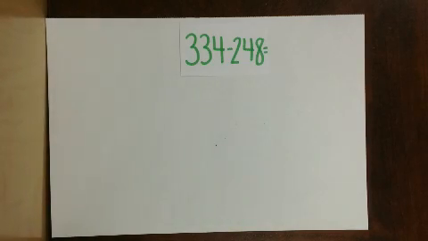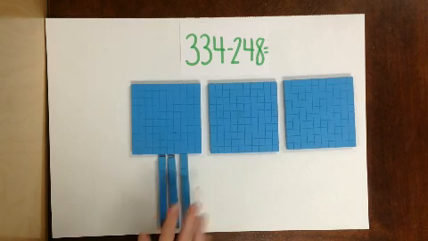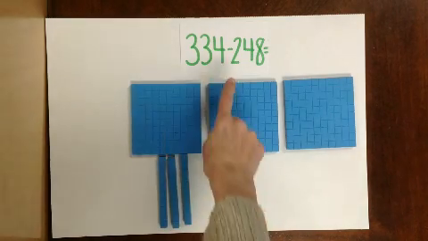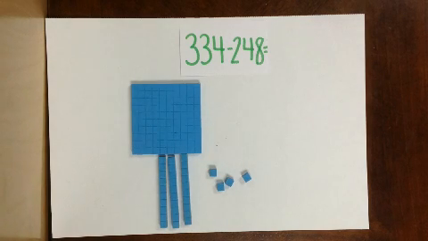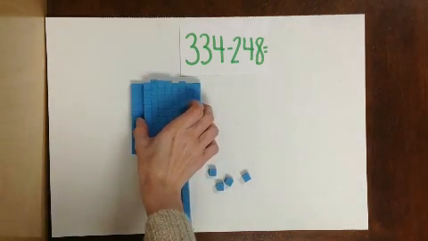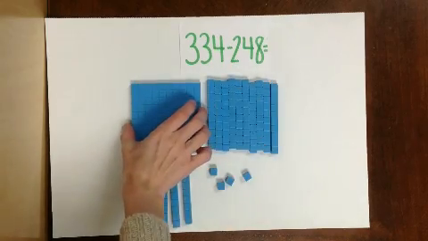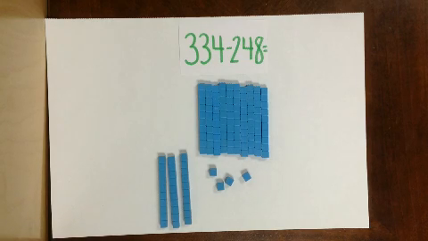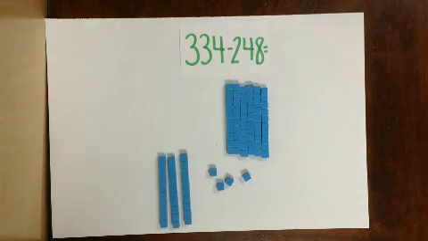Let's try another subtraction equation. 334 take away 248. When we start with subtraction, we always start with how many we begin with. 300, 34. We can subtract 200, but we do not have enough tens to subtract 40. We need to decompose the 100 so that we have more tens to be able to subtract. Take away the 100 and in its place leave 10 tens. We've already subtracted 200, now we can subtract 40. 10, 20, 30, 40. All we have left is to subtract 8 ones.